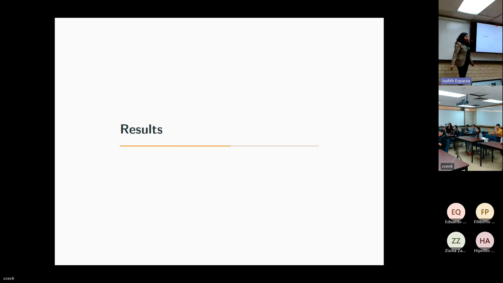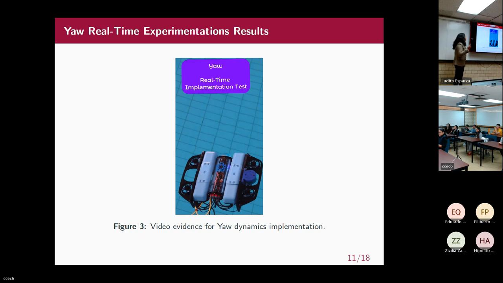Well, with the results, the main contribution of this paper was the real implementation of these complex approaches on the real vehicle. And actually that was precisely the most challenging stage. I have the video that proves the real-time performance.